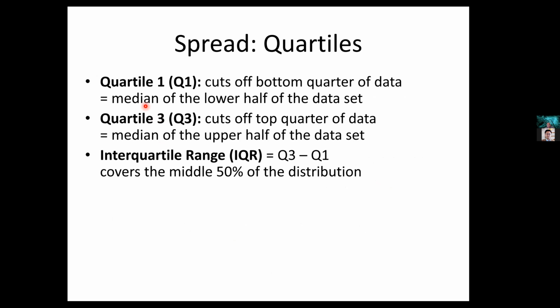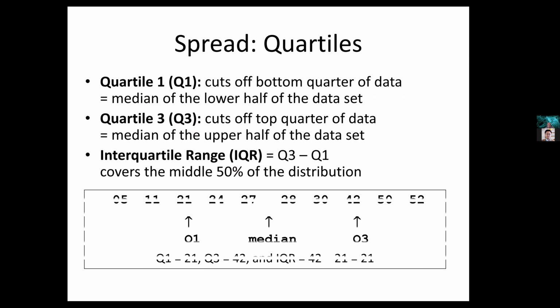This again is the explanation of the quartiles. You have quartile 1 and quartile 3. Quartile 1 is the median of the lower half, and quartile 3 is the median of the upper half. You subtract the two together, and this will cover the middle 50% of the distribution. Graphically, we'll show this shortly.